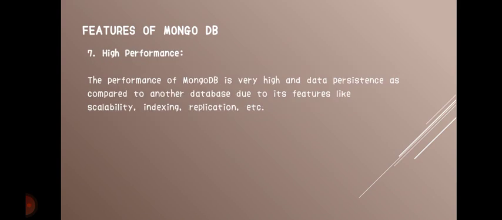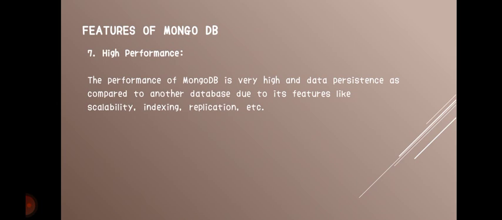Next is high performance. MongoDB is optimized for faster reading and writing operations, especially efficient for workloads with lots of unstructured and semi-structured data. It uses in-memory processing, indexing, and document-level locking for concurrency, perfect for real-time apps like social media platforms, chat applications, and sensor data systems like IoT.